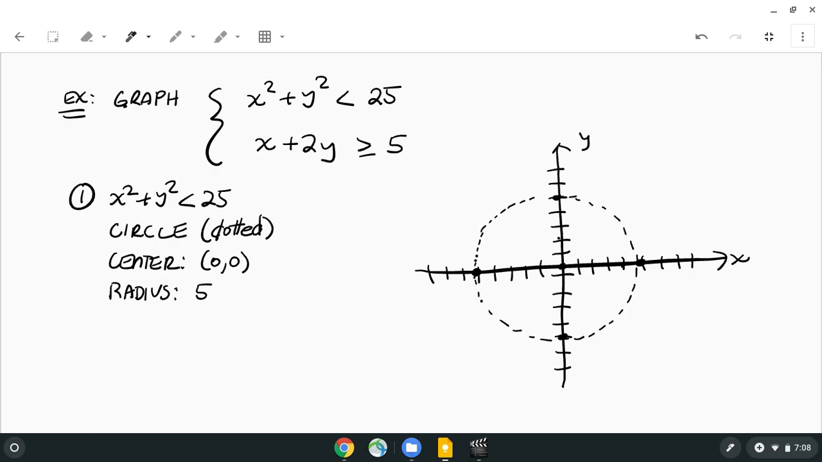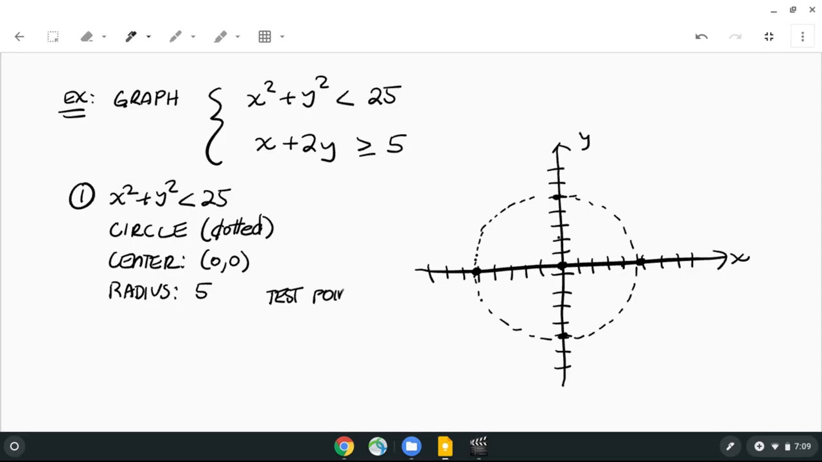Okay, all right, so we have this circle centered at 0, 0, radius 5. If I choose any point, 0, 0 is the easiest. 0, 0 is not anywhere near the circle, so I'm going to use that for my test point. My test point is going to be 0, 0.